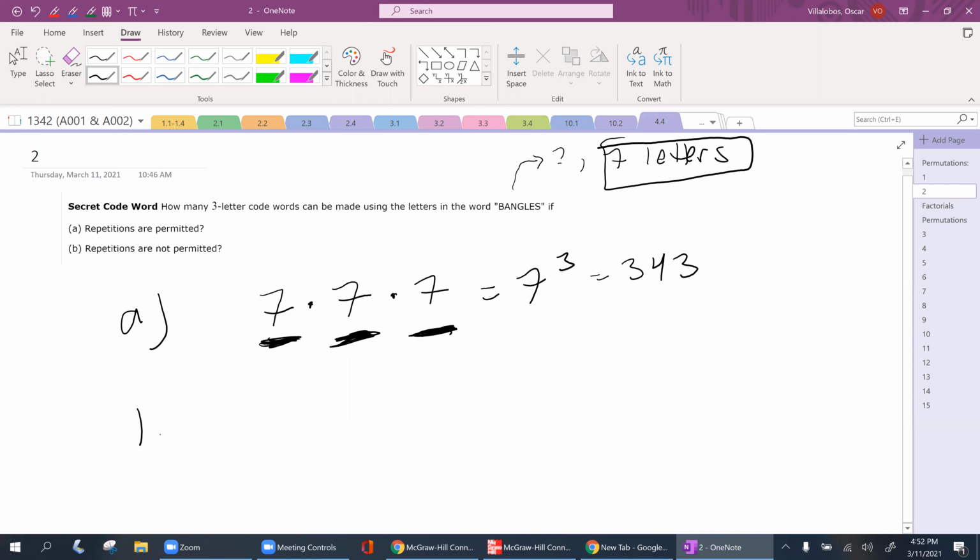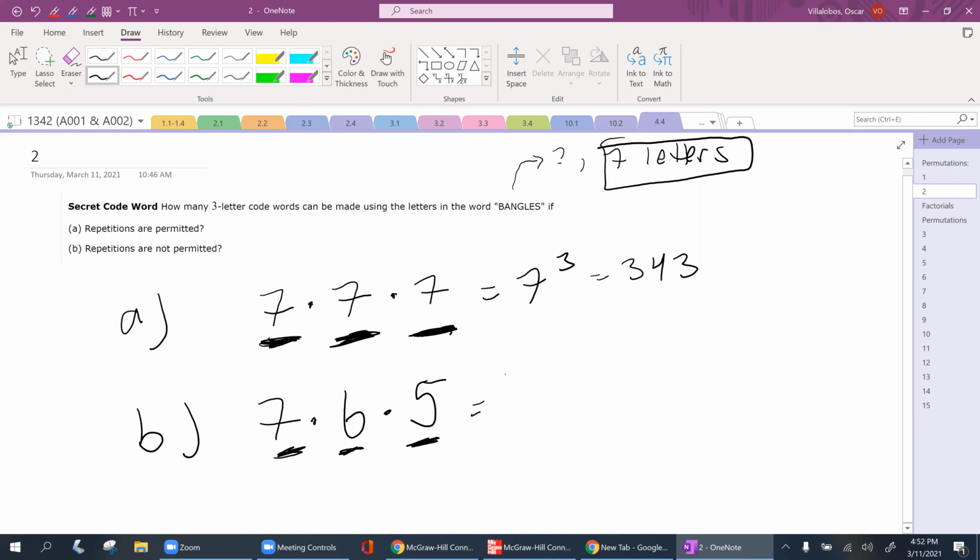All right, for B, that is, repetitions are not permitted, right? So we said that's like starting at 7 times 6 times 5, right? You just go down that row until the number ends. Can you do factorials here? No, you cannot use factorials here, right? You cannot use factorials here because it ends at 5.